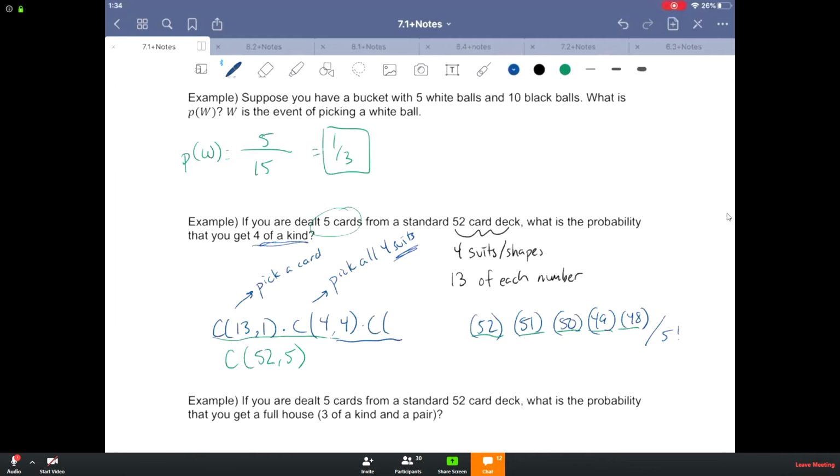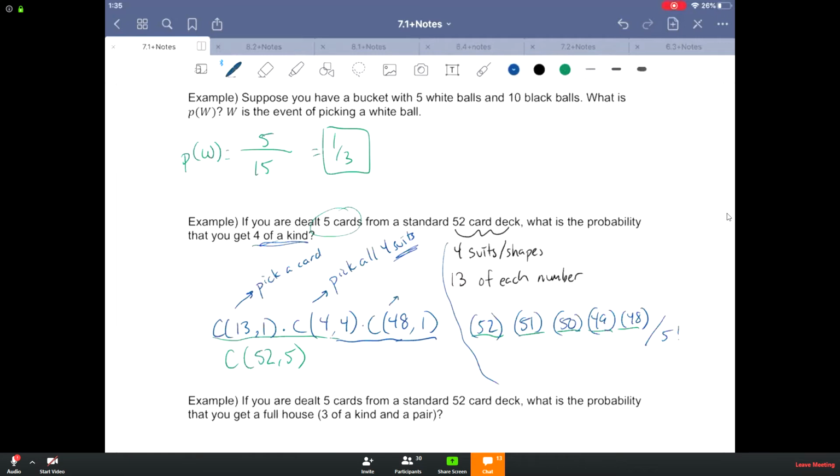Well, okay, I've used up 4 cards, right? My 4 of a kind. So if I've used up 4, how many cards do I have left to choose from? Yeah, Chris, you're right. You've used the 4, so the last card has to come from the remaining 48 cards. Right? You've used up 4, that leaves you 48 left, and I need just 1 of those for my last spot. That is the probability of getting 4 of a kind.